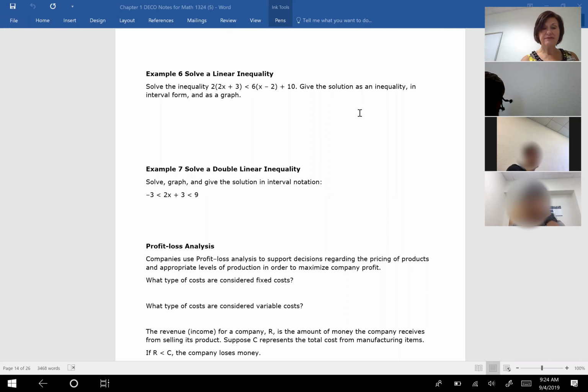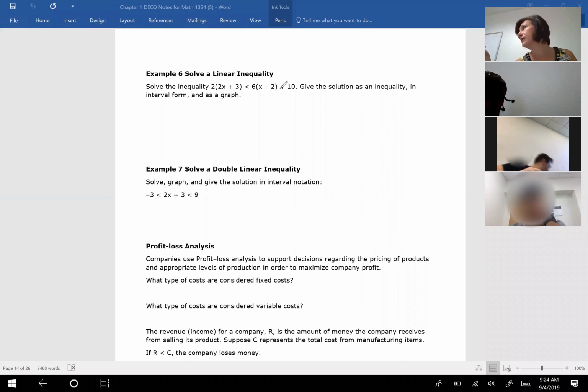So if I have 2 times (2x plus 3), which is less than 6 times (x minus 2), just keep that inequality like it is as long as we are not moving things from one side to the other. We get to a point where we get ready to move things from one side to the other. We can add or subtract anything, and we can multiply or divide by positives, and it doesn't affect our inequality. So tell me what you would do first.